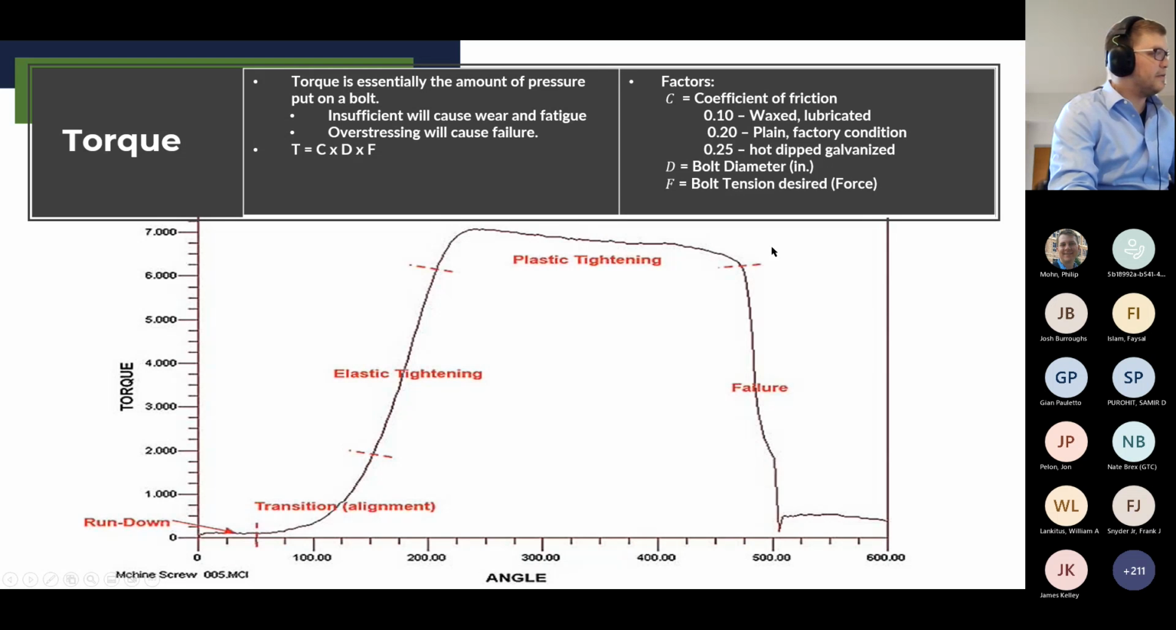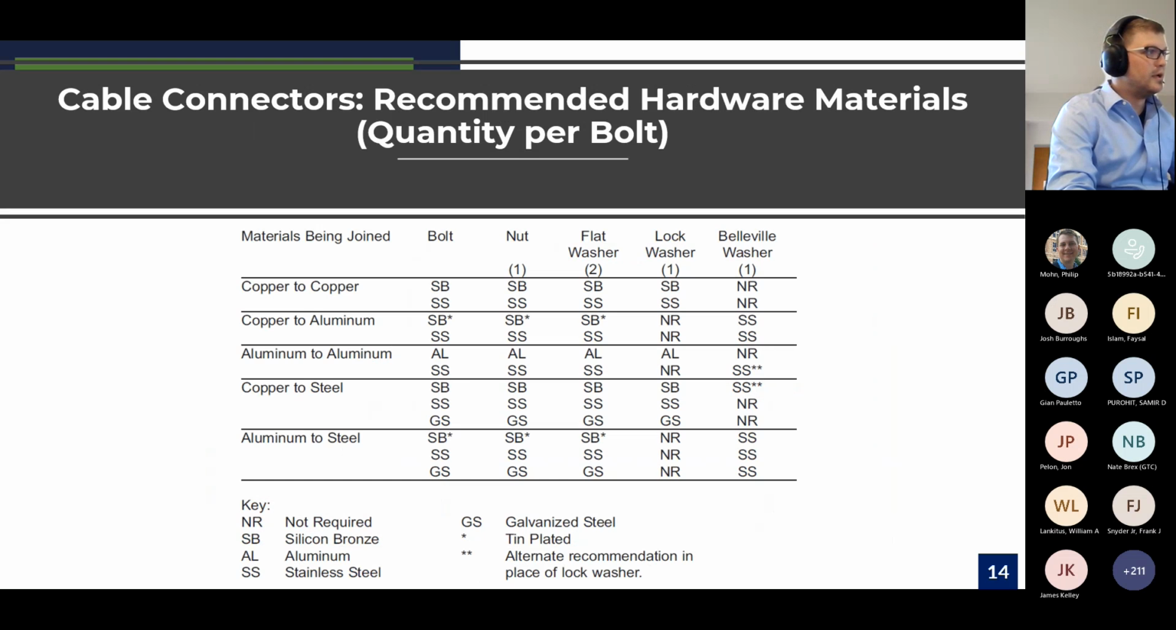And then what I like to add is the 5th zone: if you go too far and you over torque it, you go to the failure zone where you're either breaking the bolt, you're breaking the nut, you might crack the 4-hole pad, and ultimately have to get a new one. I like to add this slide in just for some food for thought.